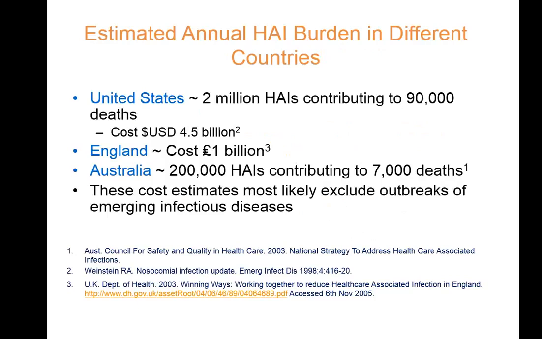Now what's interesting is in all of these statistics, these cost estimates likely exclude any outbreaks of emerging infectious diseases. So this is just our baseline burden every year. Throw into that mix something like SARS or even avian influenza or outbreaks of emerging multiple resistant organisms, and the costs and the numbers become much higher. So it's a serious problem from a microbiological level, from a financial level, from a political level.